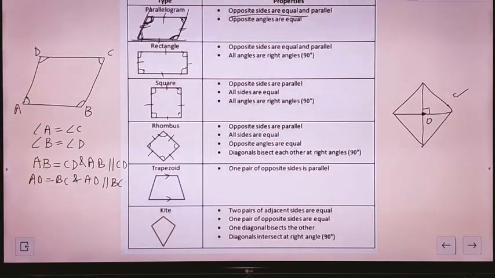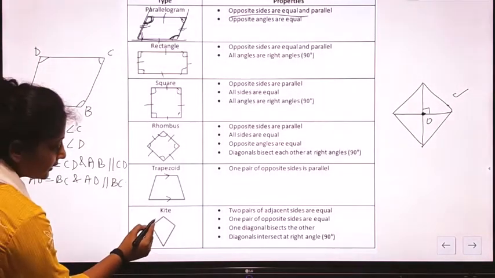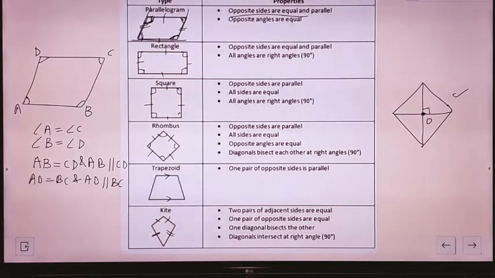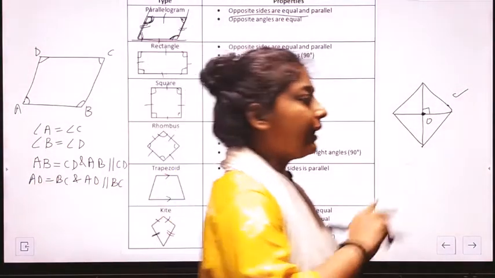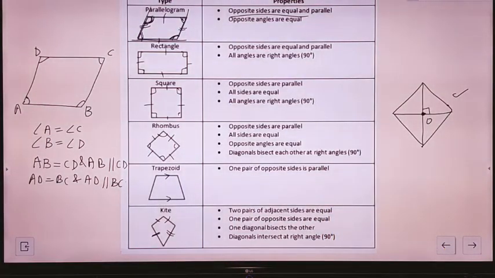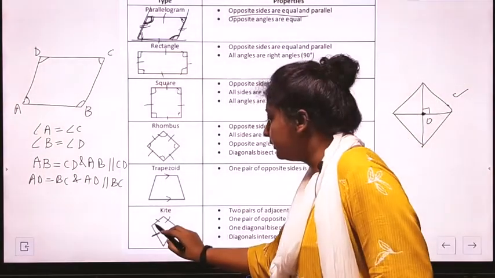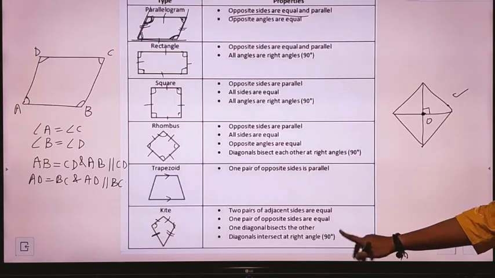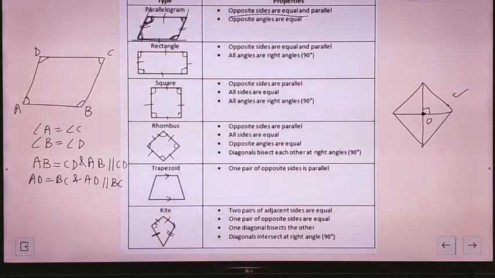The last one we have is a kite. In a kite, two pairs of adjacent sides are equal. This means this side is equal to this side and this side is equal to this side. Both pairs of adjacent sides are equal. One pair of opposite angles is also equal. See here, this angle is equal to this angle. Here also the diagonals bisect each other and intersect at 90 degrees.